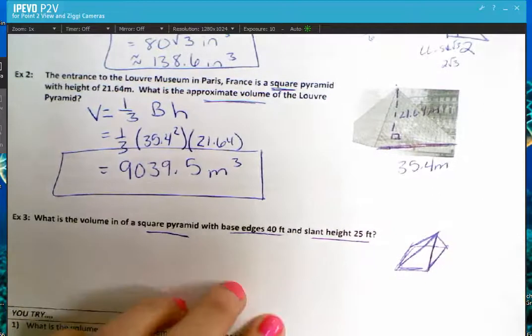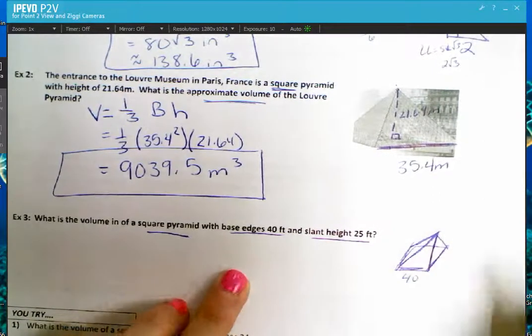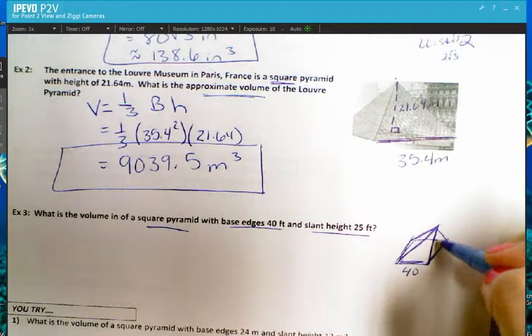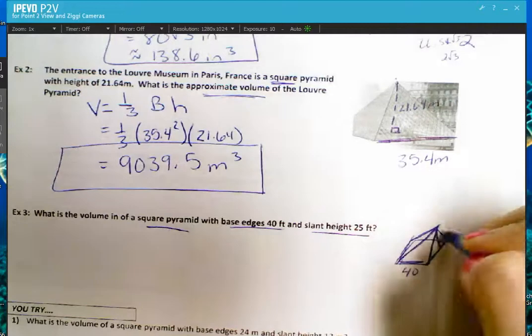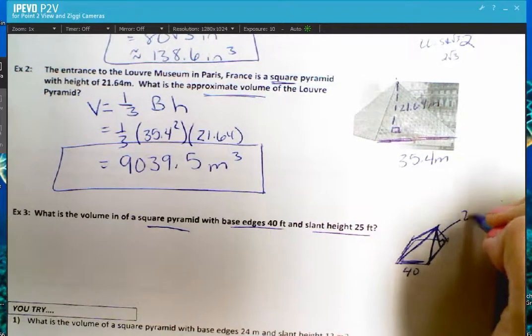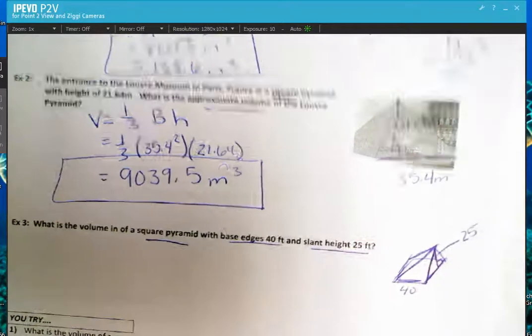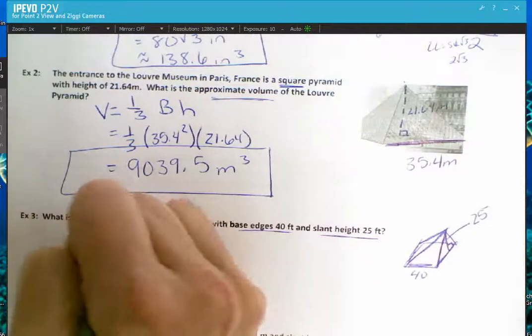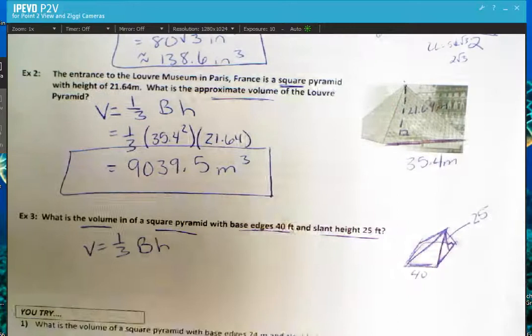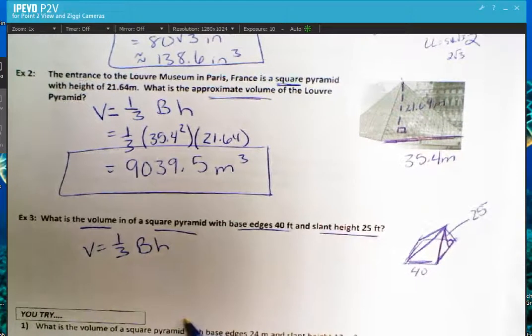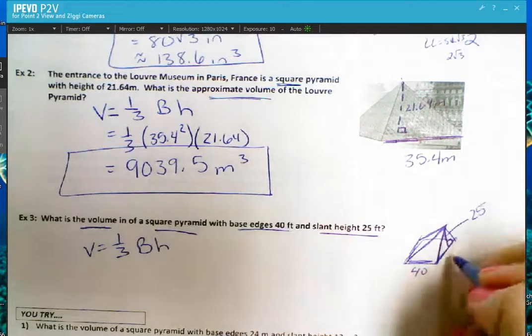It tells me the base edges are 40 and the slant height. So the slanted height must be the height of one of the faces. That's my slant height of just that triangle. That, my friends, is what they tell us is 25. Volume equals 1/3 big B, which is the base area, times the height. So there's some things I have to find. The big B is the base area. It's a square. So I know that's 40, so this must also be 40.